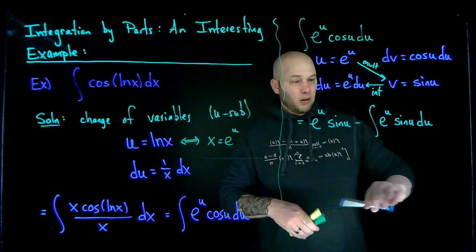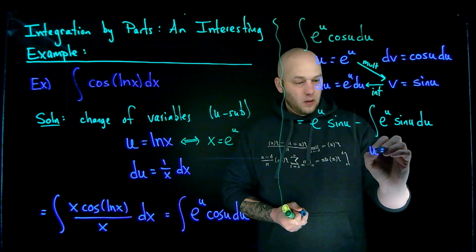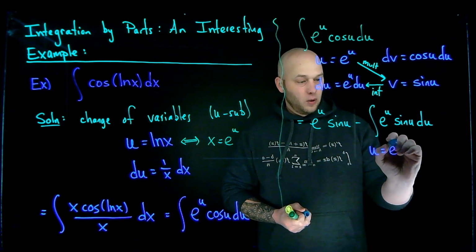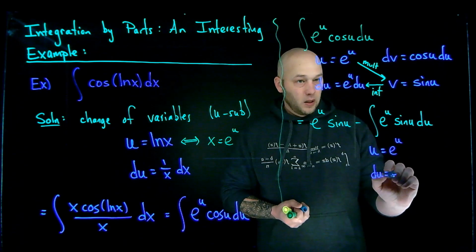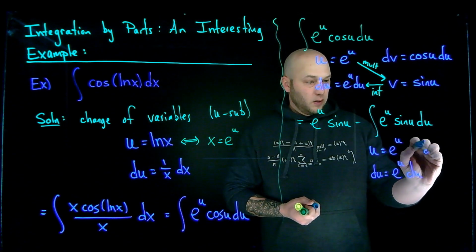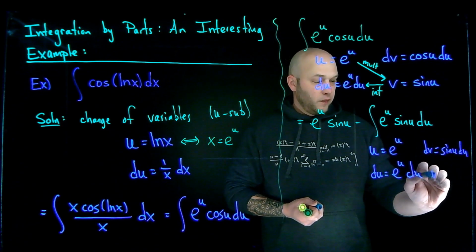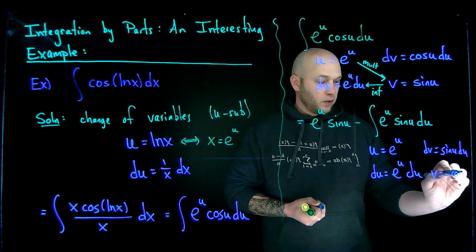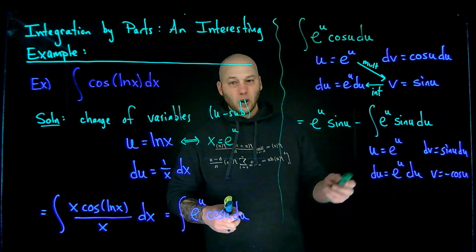And so if I do an integration by parts table on this one, u is going to still be e to the u, and then du is going to be e to the u du, dv would be sine of u du, and v would then be negative cosine of u. And let's just hope something works out here, and it will.